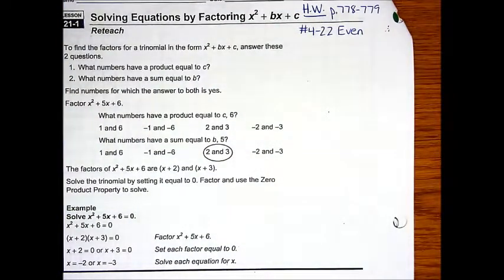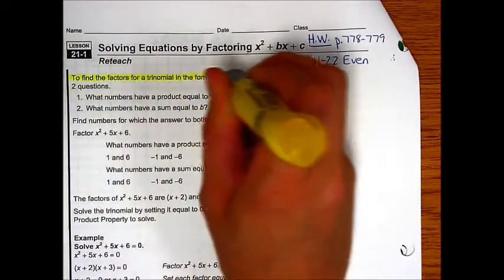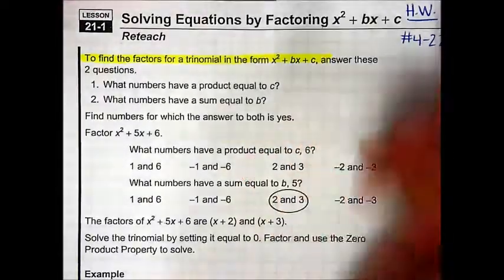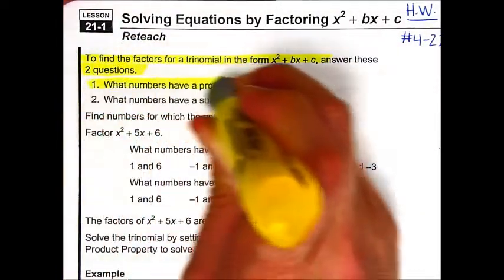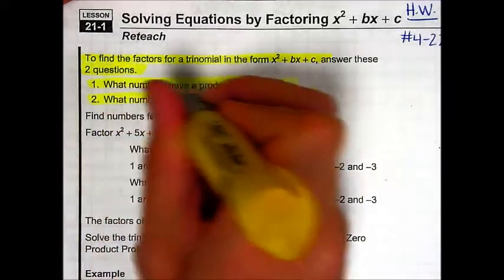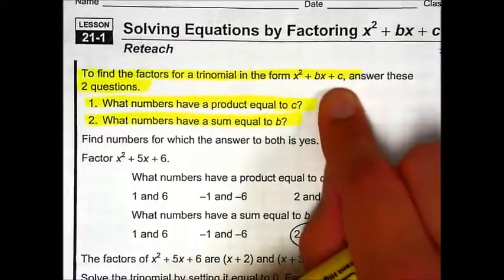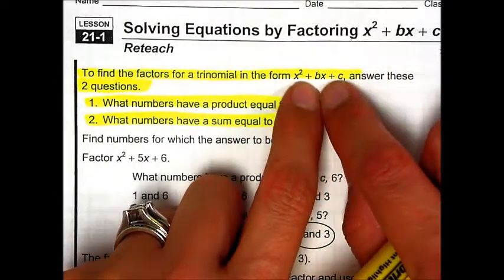So a few things that we're going to take a look at highlighting on this first page real quick. It just says right here that to find the factors for a trinomial that's in the form that we're going to see today, you have to answer two questions. What numbers would have a product that equals c, and what numbers would have a sum that equals b? In other words, you're going to be asking yourself, what are two numbers that I could multiply together and get c? But if I added them, I get b.